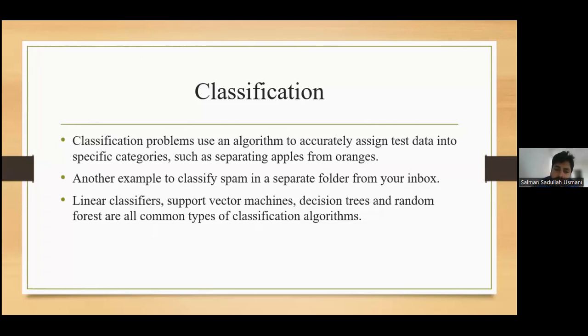But once we do classification tomorrow, I'll explain what linear classification, support vector machine, decision tree, and random forest are. And if someone is interested in much more mathematics, he or she could obviously explore it.